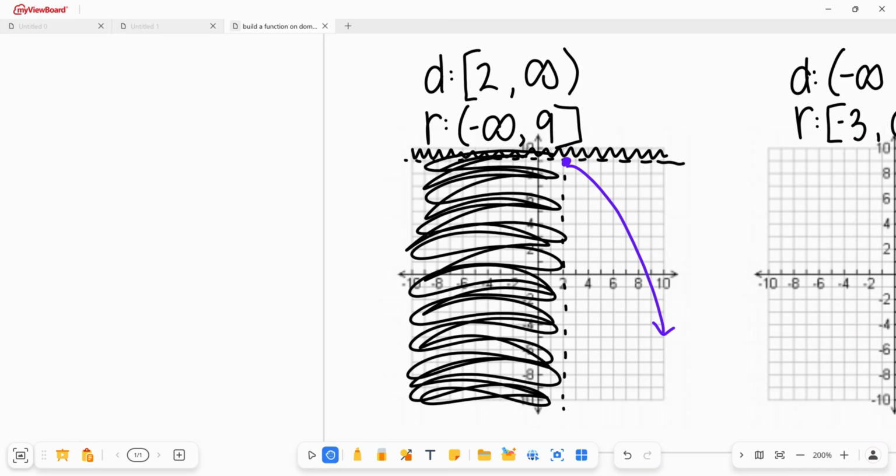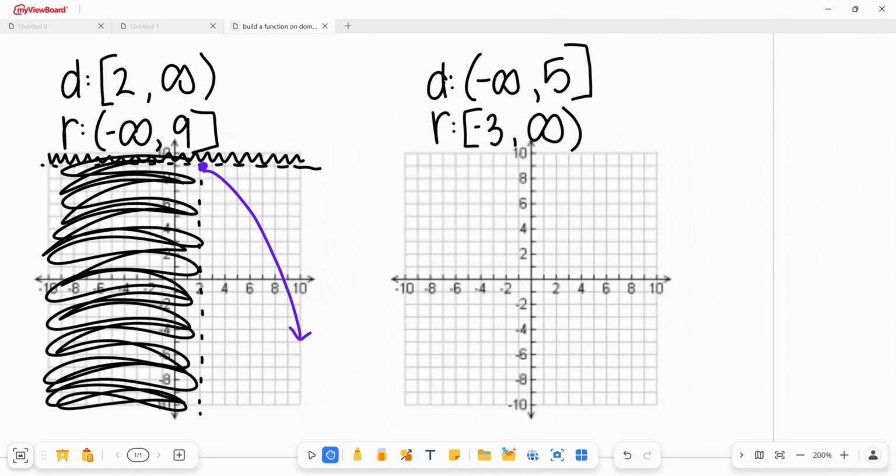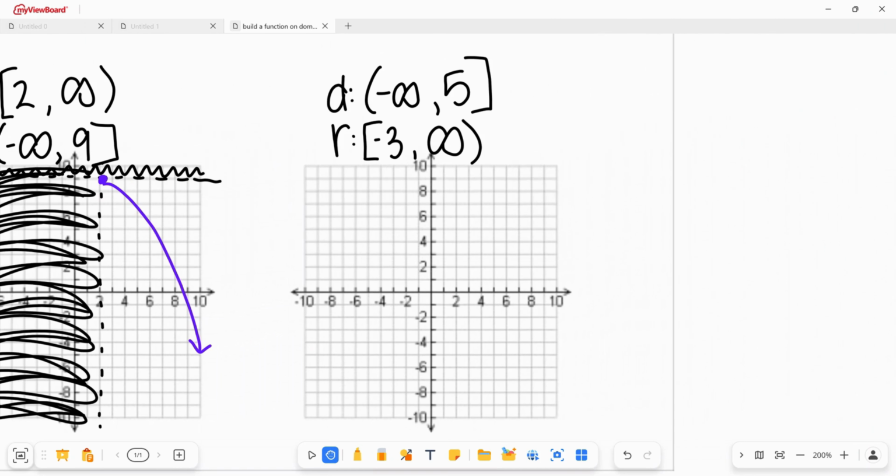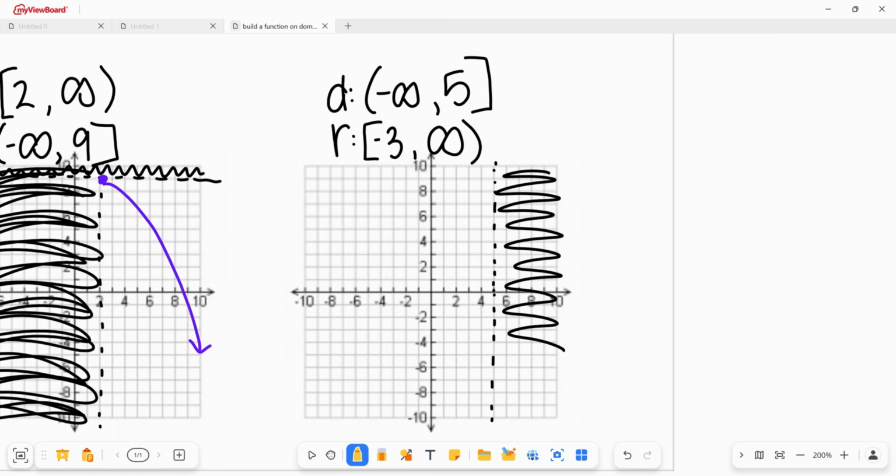All right, one more. My domain is negative infinity all the way to a positive 5. And again, domain are my x values. So looking just at my x-axis, I know that 5 is where I have to stop. Let me make some more dots there. So I can't have anything bigger than the number 5. That's what my domain tells me.